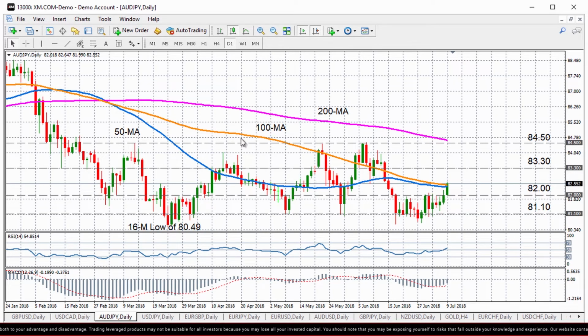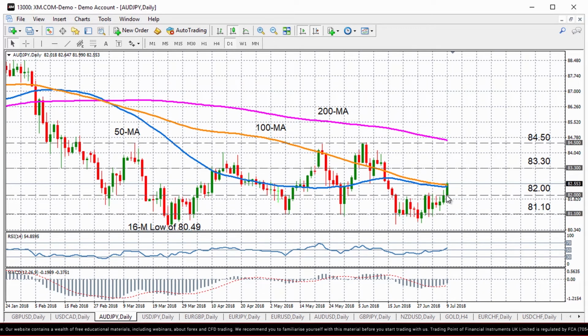We can see that level has acted as resistance several times in the past and is also near the 200-day moving average. A break above that level would take the pair outside of its current range and could possibly signal a shift to more bullish outlook in the medium term.